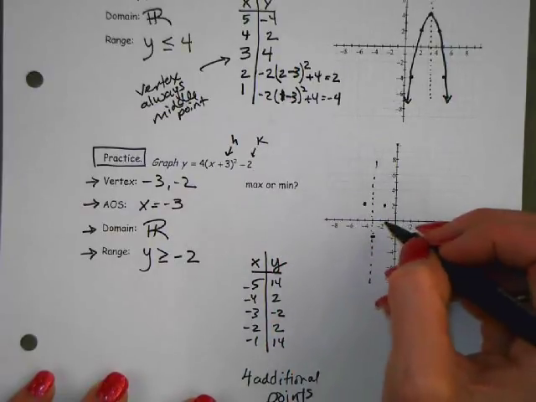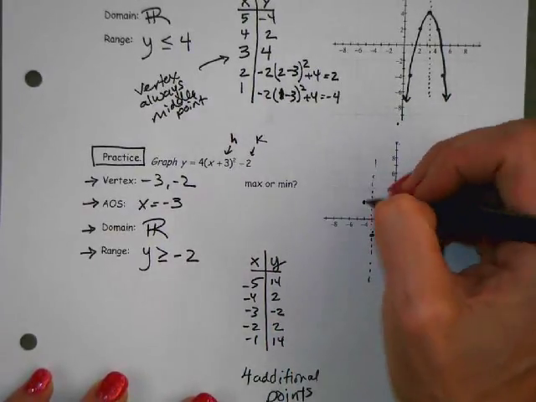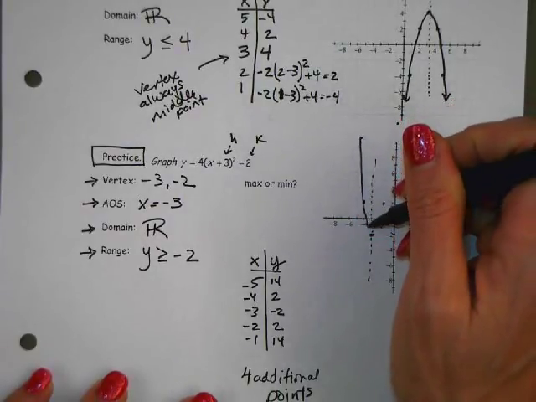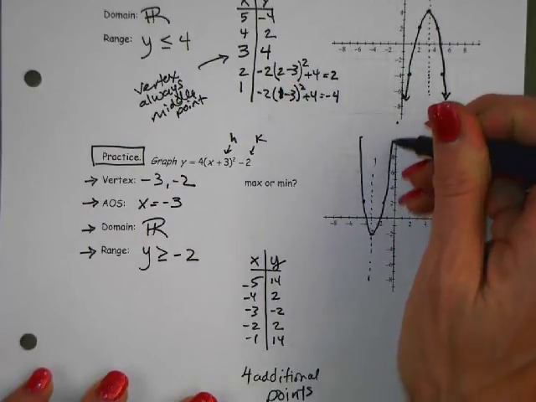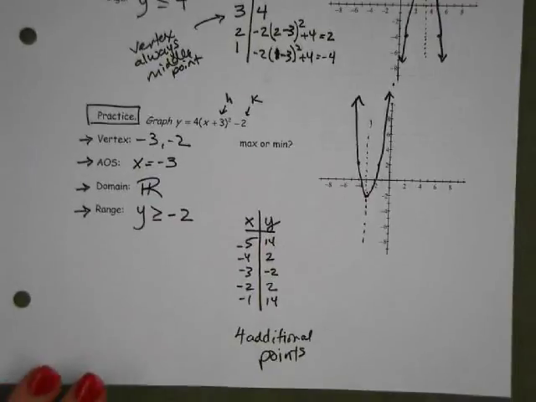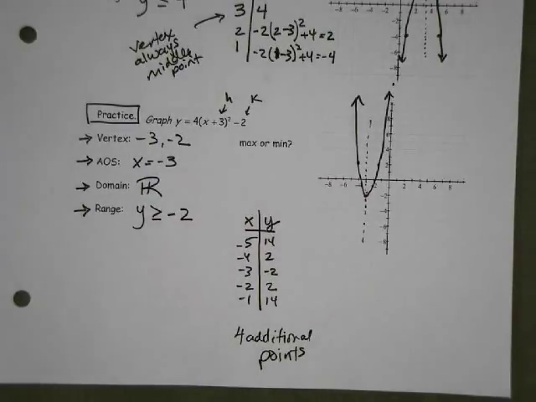So at -5 you can go all the way up to 14, which is like way up here. So it's like a skinny graph. So you can kind of go like this. Okay? Questions on that? Good? Alright.